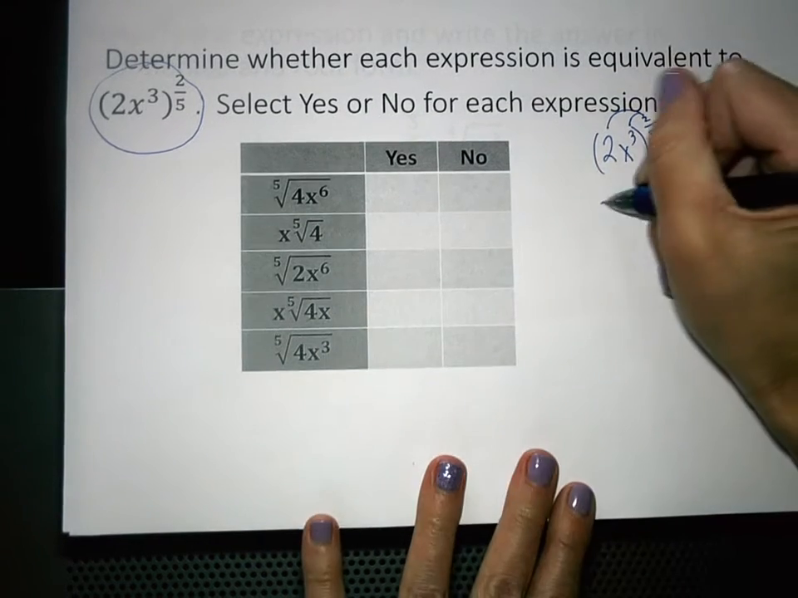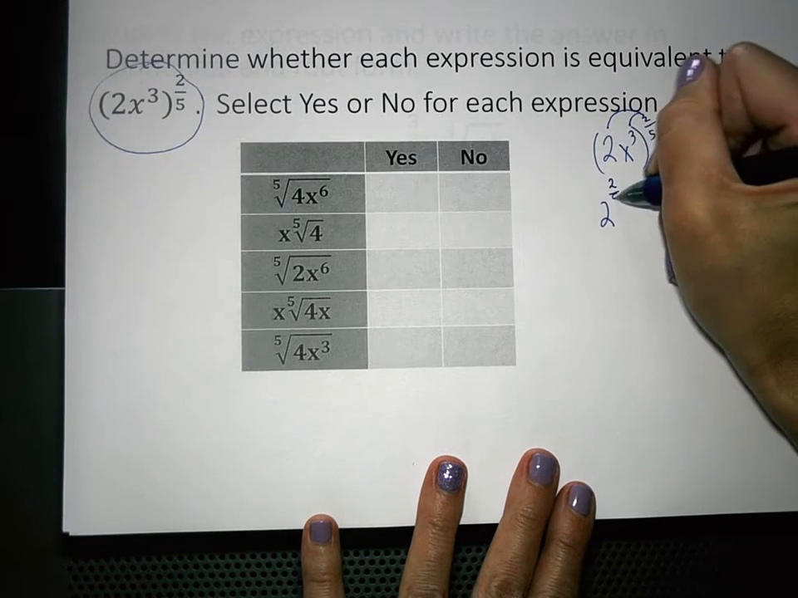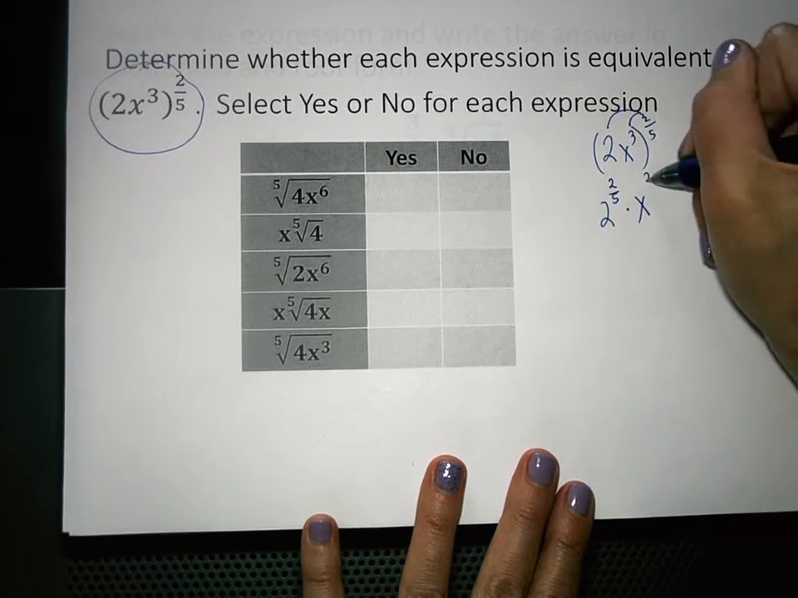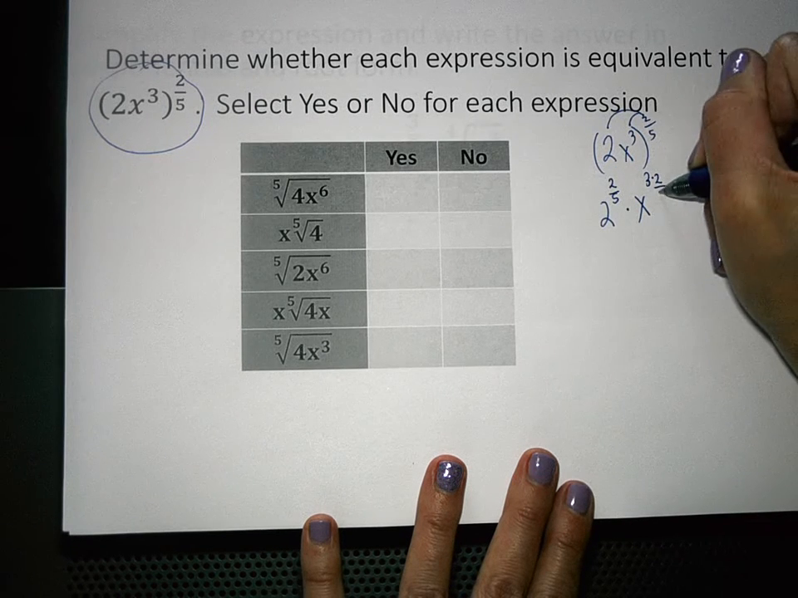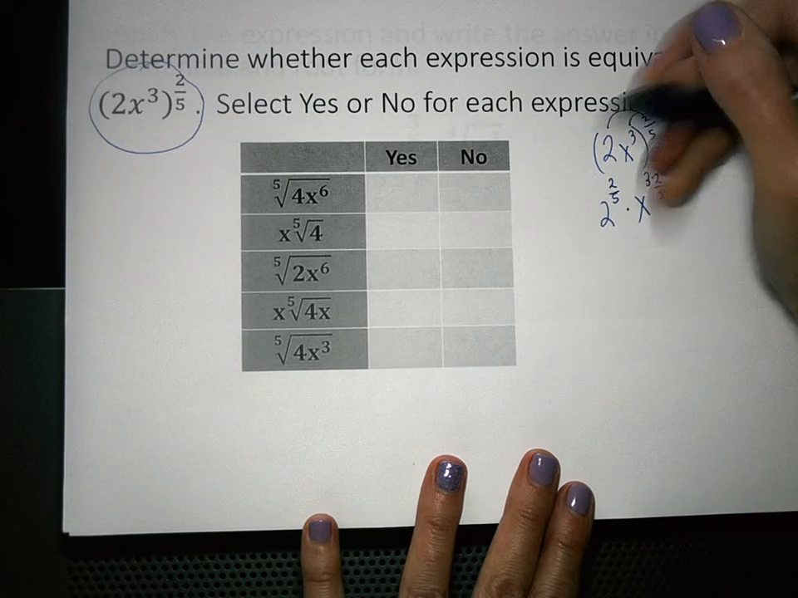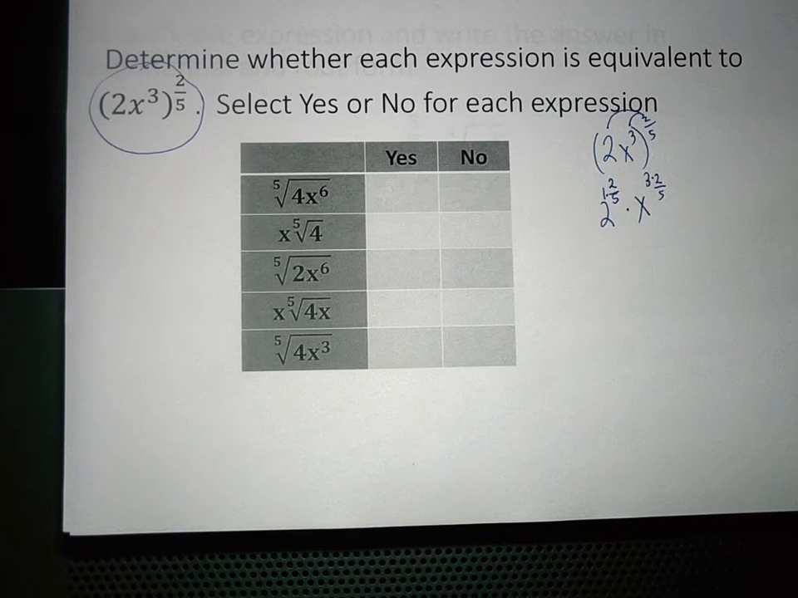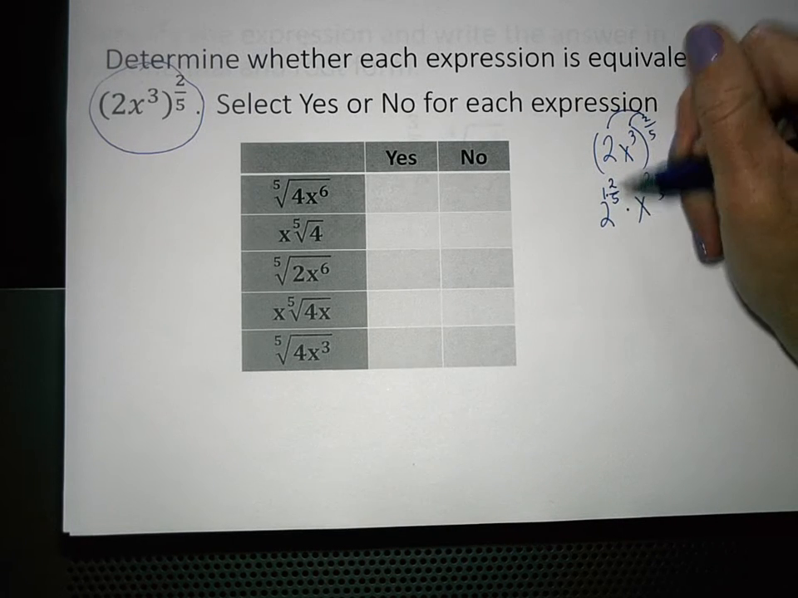So this is 2 to the 2/5 power, and you can think of it as being times x to the third times 2/5, because powers to powers multiply. And this is really 2 to the first, so it's like 1 times 2/5, which is 2/5.